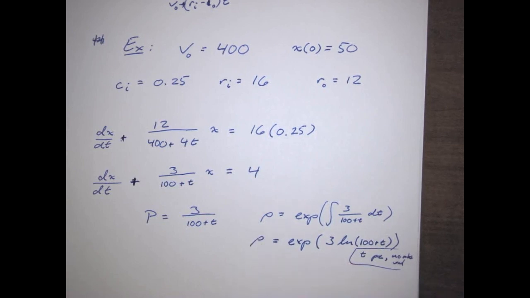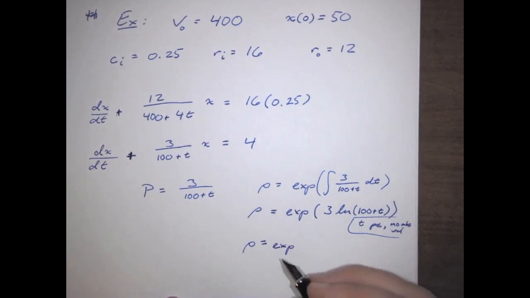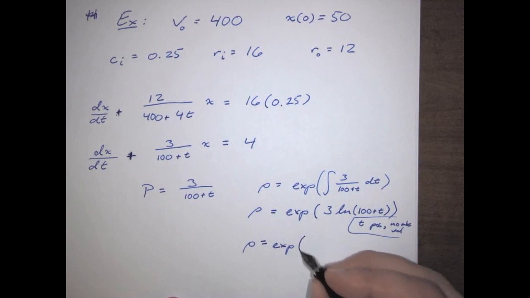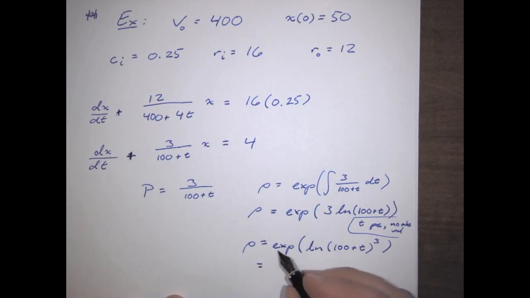Okay, so then we've got this, but once again we have a combination of an exponential function and a logarithmic function, so it should not surprise anybody that I have hopes of being able to apply some sort of property to clean that up, and sure enough, it's going to be the same property as what we did before. And so that's going to give us a rho altogether of 100 plus t to the power of 3.